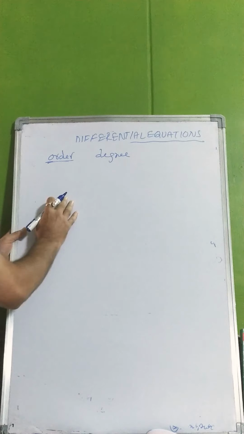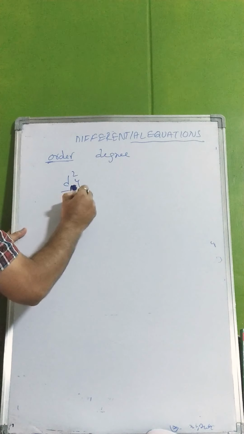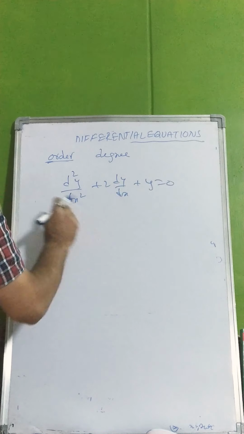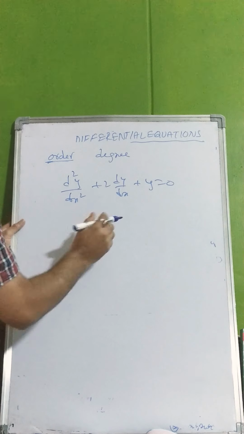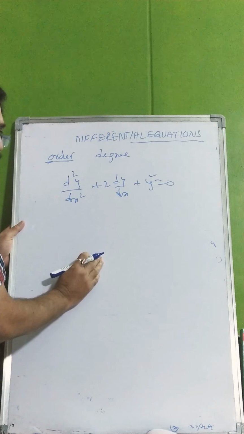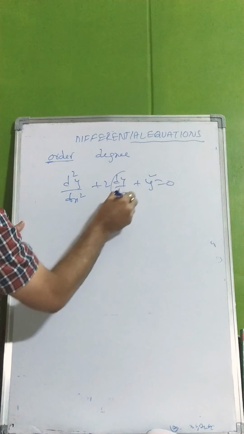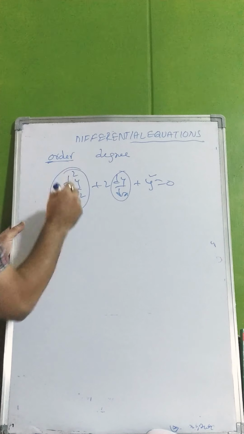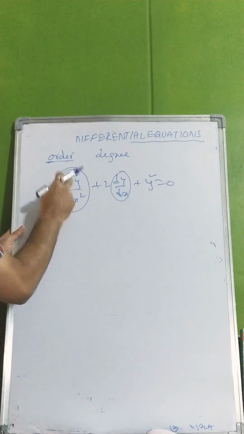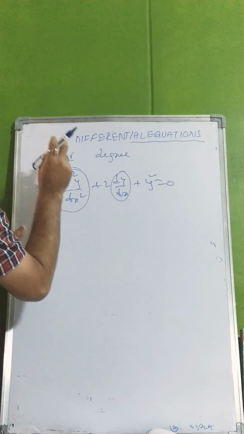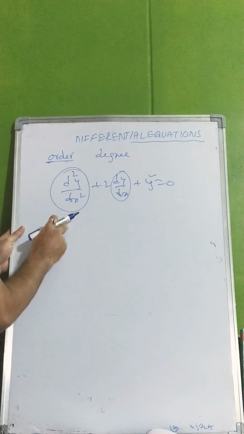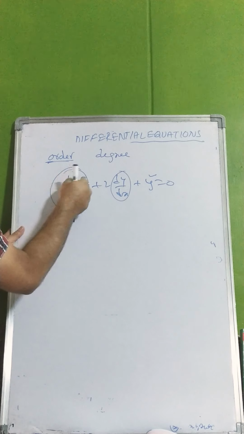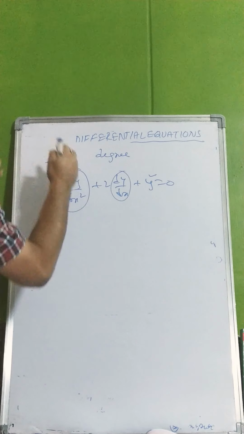Right, what is meant by order? Suppose d square y by dx square plus 2 dy by dx, plus y is equal to 0. This is the differential equation. You see guys, you know very well that y is the dependent variable, x is the independent variable, and the derivatives of the dependent variable with respect to the independent variable are there. So order means how many times you have differentiated. The more number of times you have differentiated the dependent variable with respect to the independent variable, that gives us the order.